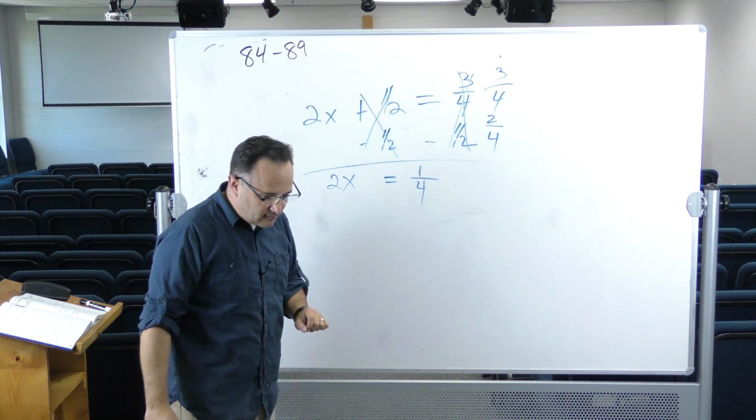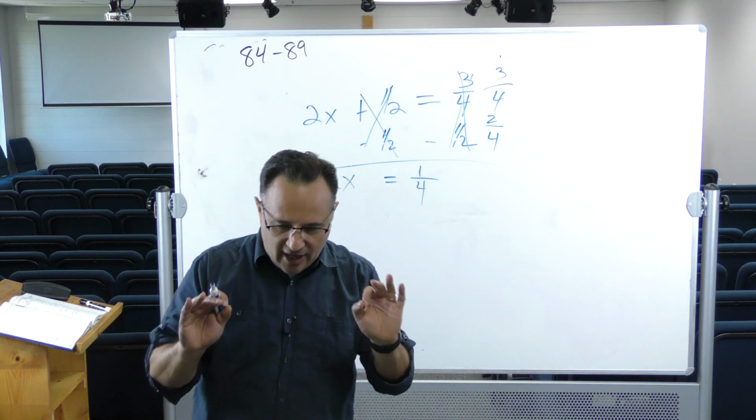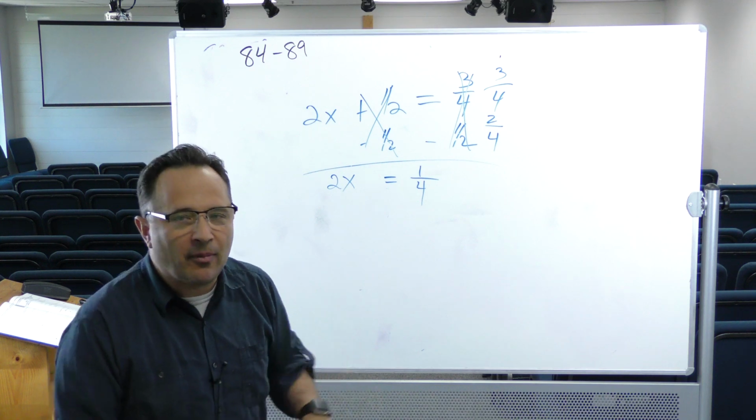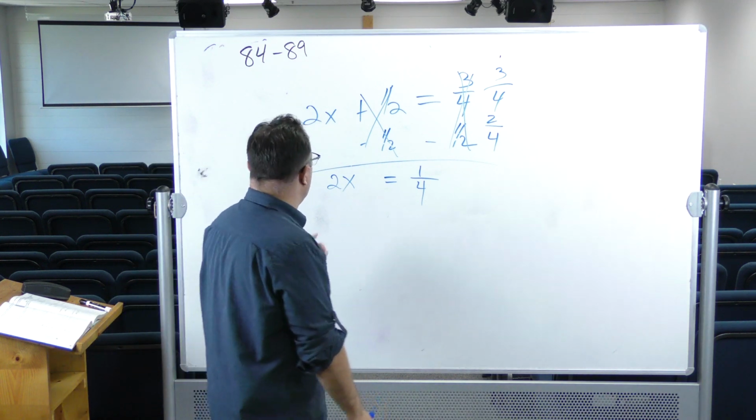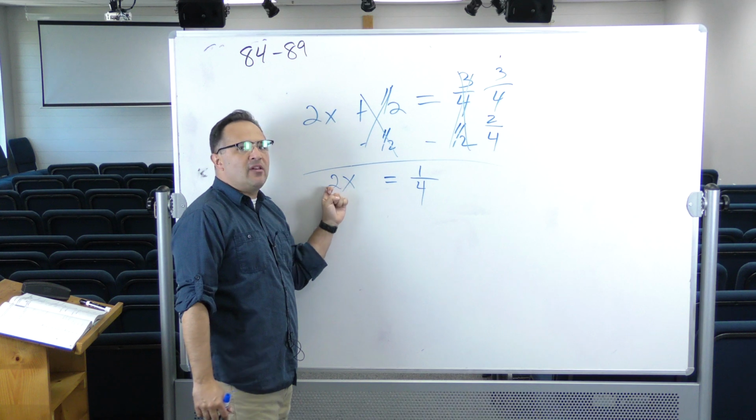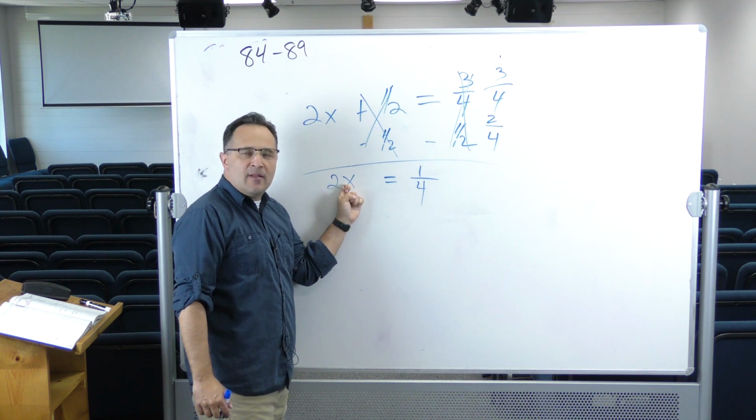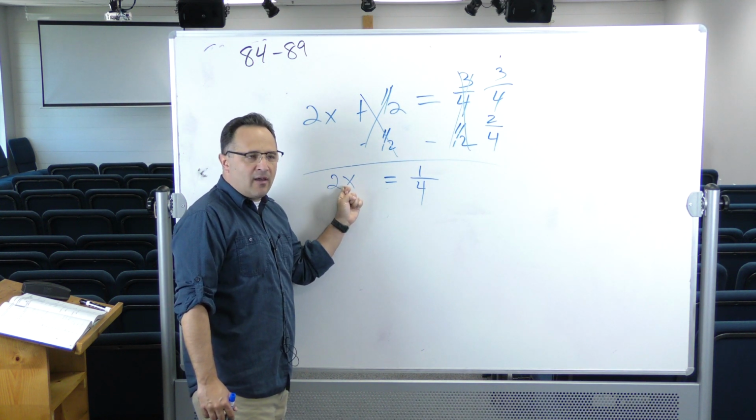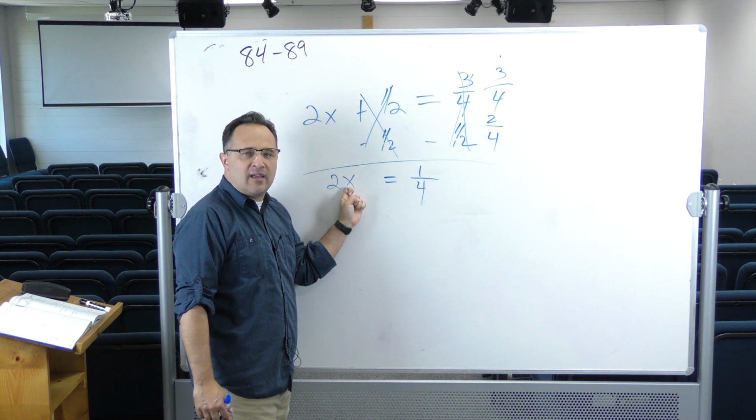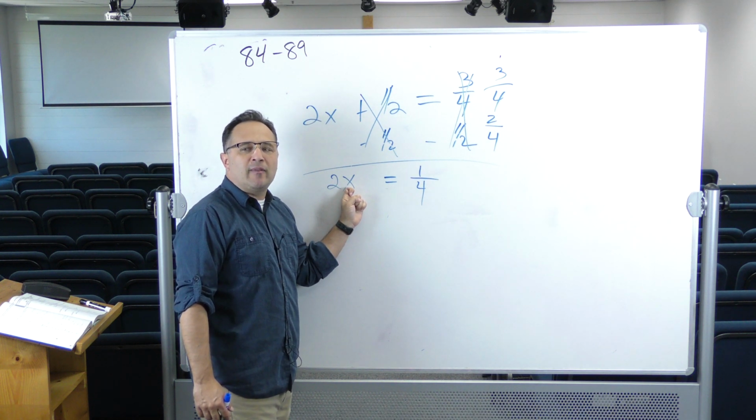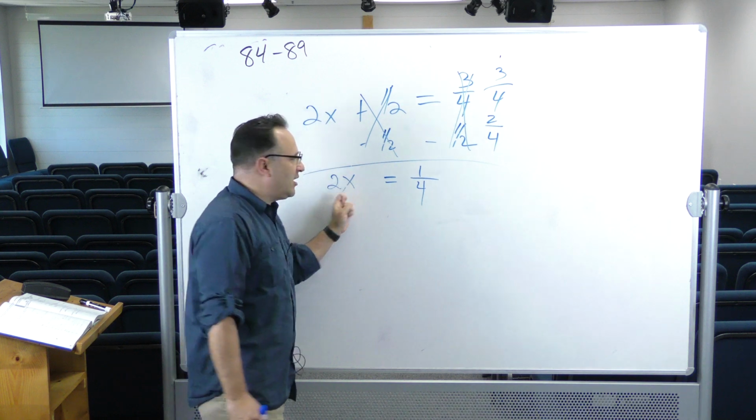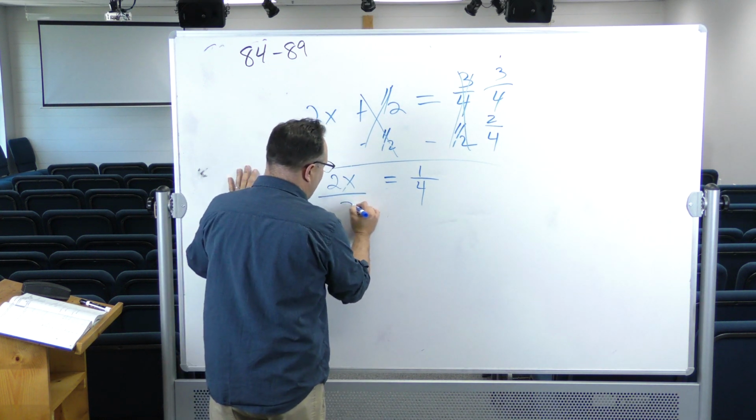Now, this is where you've got to really pay attention to what's going on here, something new. What I'm going to do is the inverse operation. Anytime you have a number next to a letter, the implied operation that is there is multiplication. So you have to do the inverse of multiplication, which is division. So we want to divide by 2.